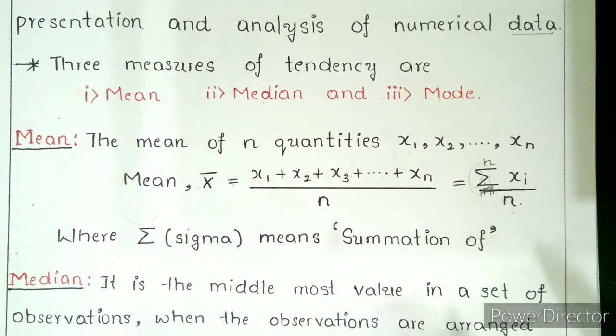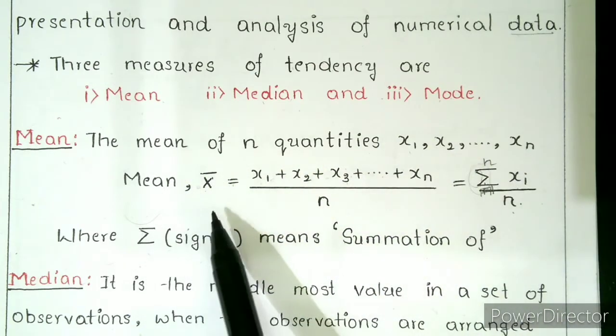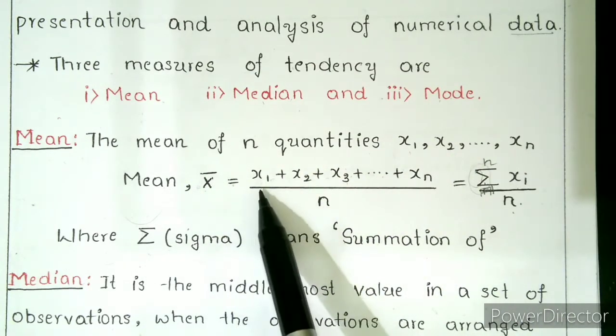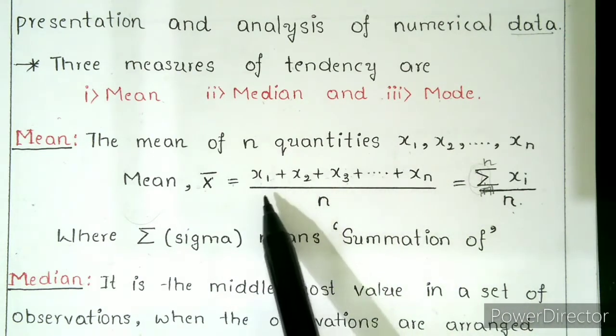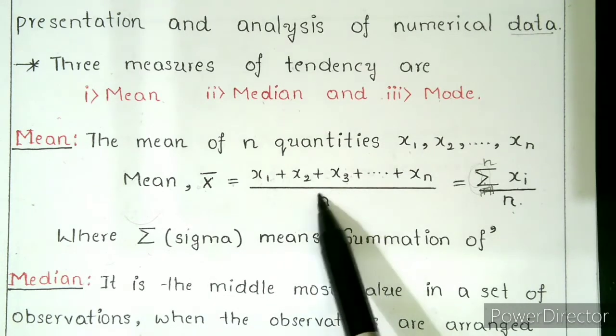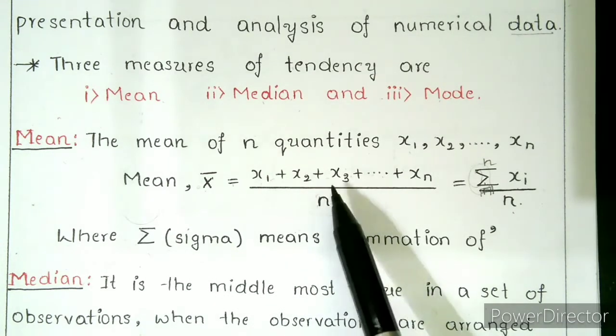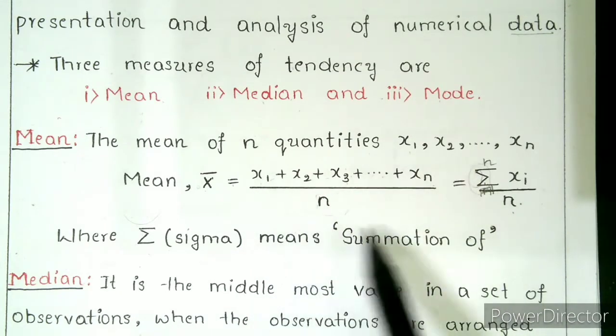This is the definition of the mean or average. Average is the summation of all observations divided by the number of observations. n is the number of quantities, meaning the number of observations. The numerator is the sum of all observations, divided by the number of observations. This is the average or mean.